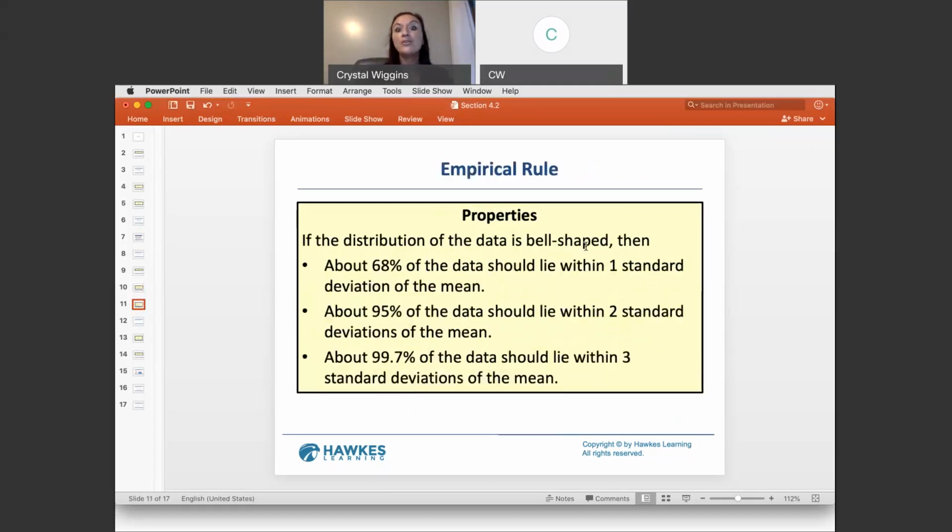Okay, the empirical rule. If the distribution of the data is bell-shaped, then about 68% of the data values should fall within one standard deviation, 95% within 2, and 99.7% would lie within 3 standard deviations. Let's do a quick example.